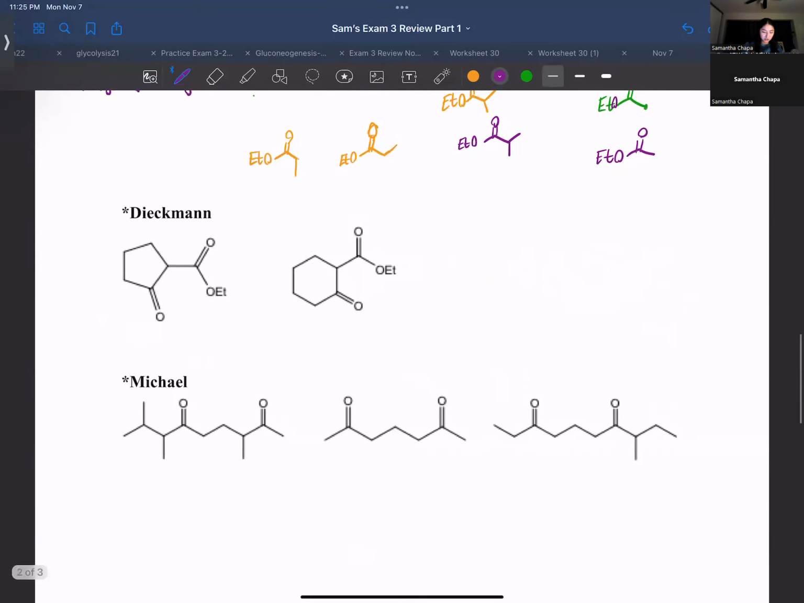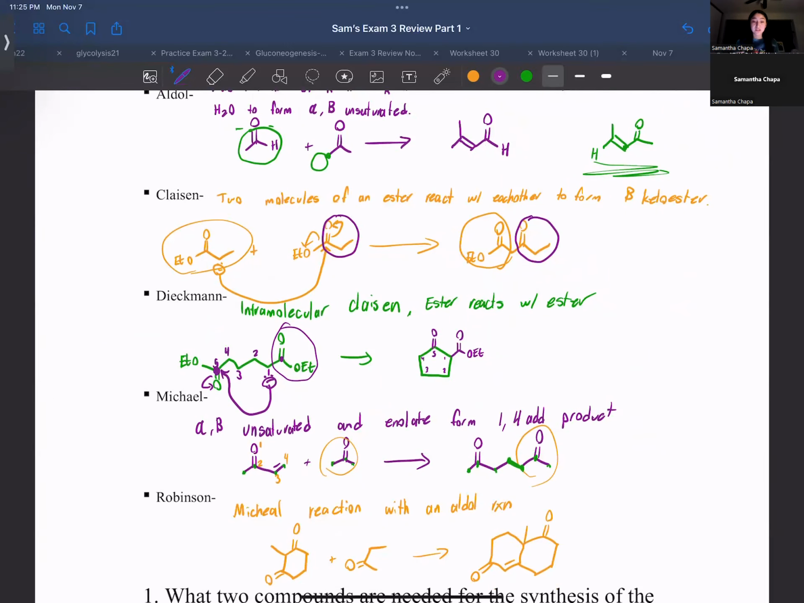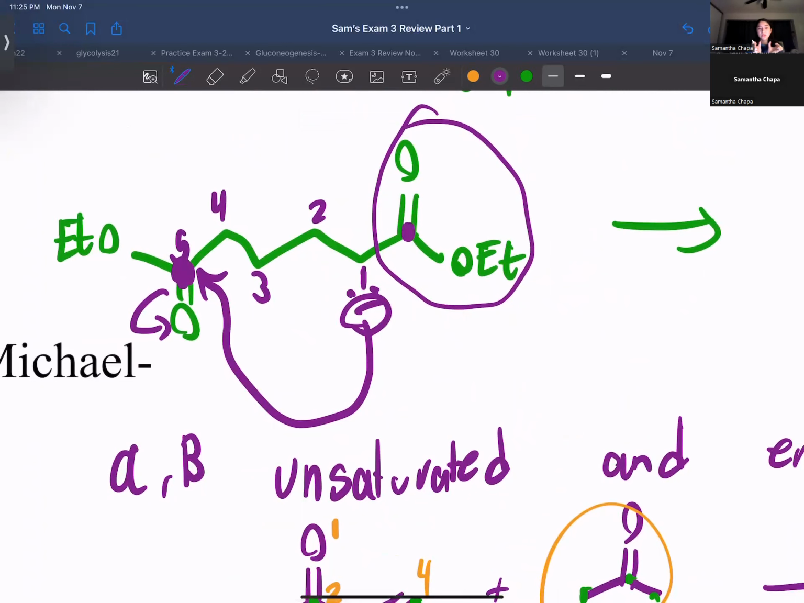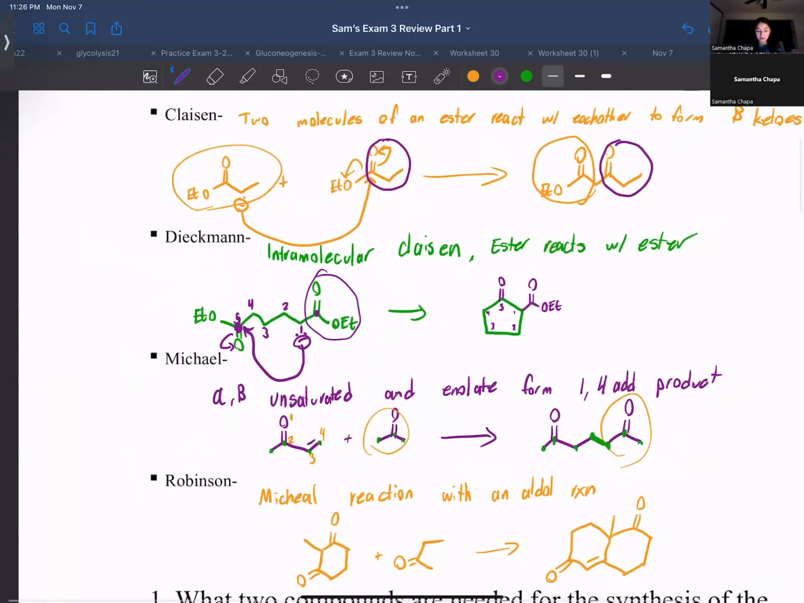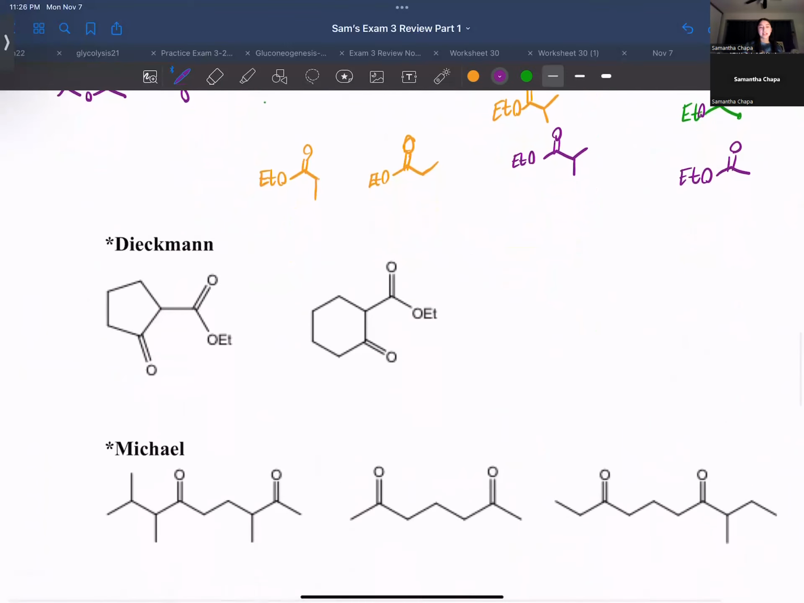Okay, we have two more. Let's do this. Dieckmann. Dieckmann is intramolecular Claisen, so ester reacts with an ester. That means, again, if we look at this right here, it's intramolecular, so it's on one compound, and we need two esters. So that's what you need to keep in mind for this one. And you pretty much don't need a second compound to react this with. This is all going to be intramolecular.